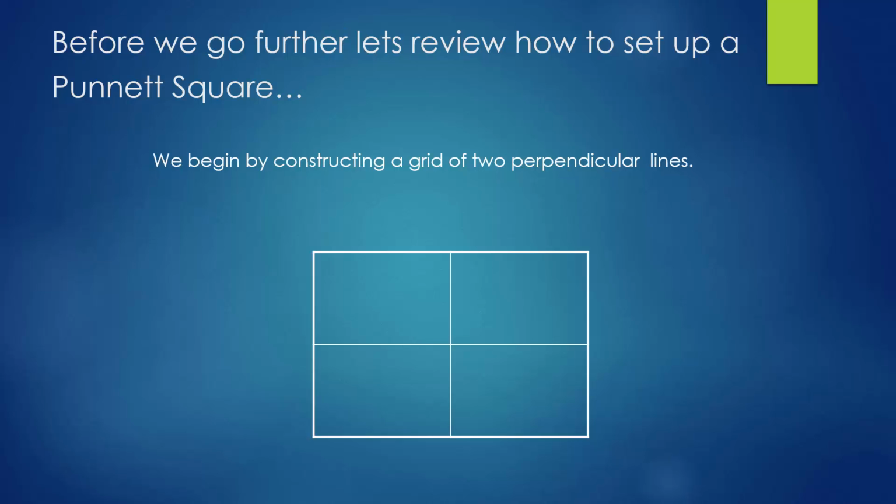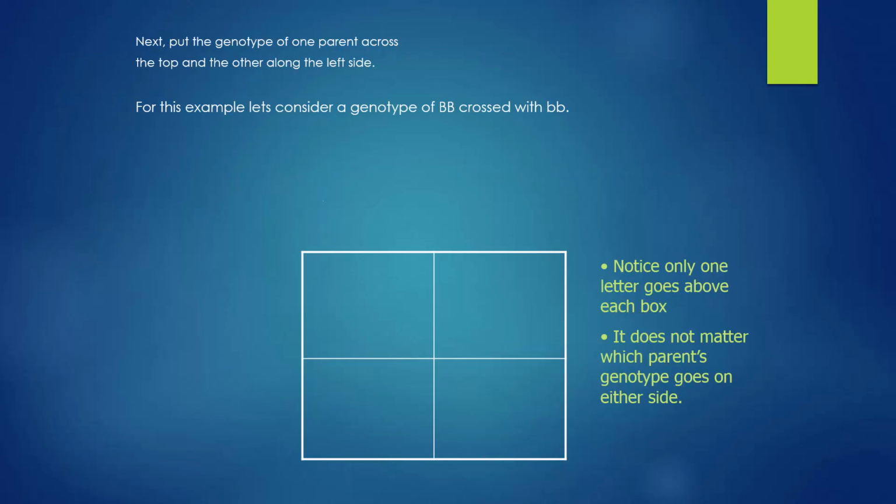You begin constructing a Punnett square by forming a grid structure with 4 boxes in it, as you can see on your screen. Okay? The next step, you want to put the genotype of one parent across the top and the other along the left side. For this example, let's consider a genotype of capital B with lowercase b. So I have a capital B here and a capital B here. And then on the left-hand side, I have a lowercase b and the lowercase b.